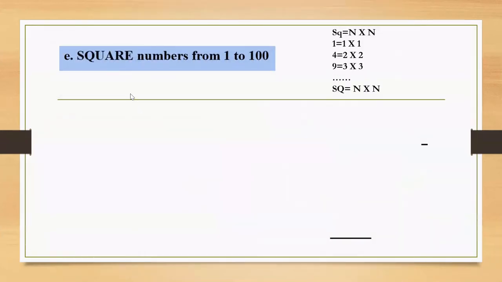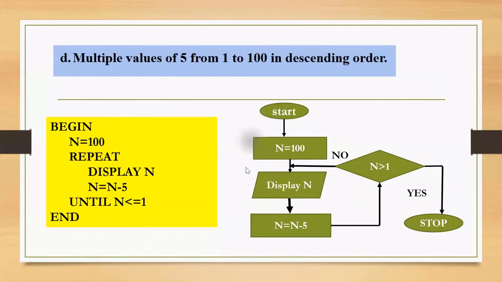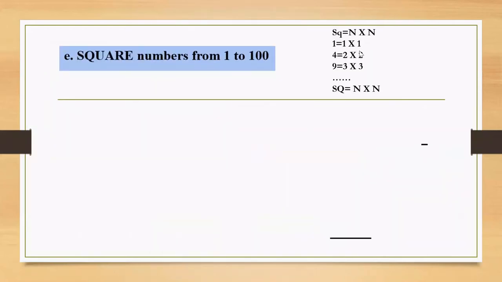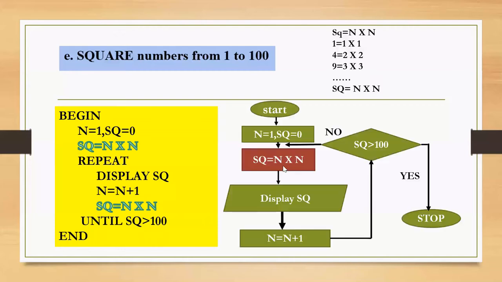Next one, square numbers from 1 to 100, right? So that is very easy, no need to explain this one, right? Same way. I cut that while condition and I put the repeat, display sq, n plus 1. I explained earlier why we increase that n. Then after n into n, sq, next sq greater than 100.